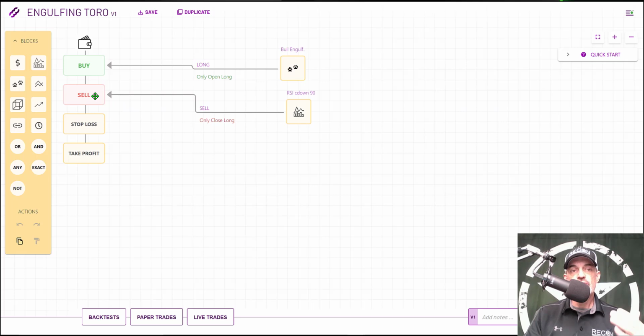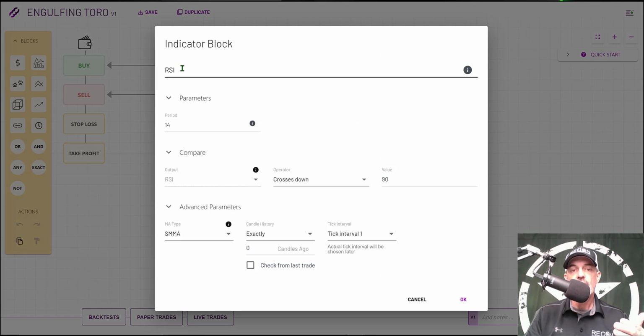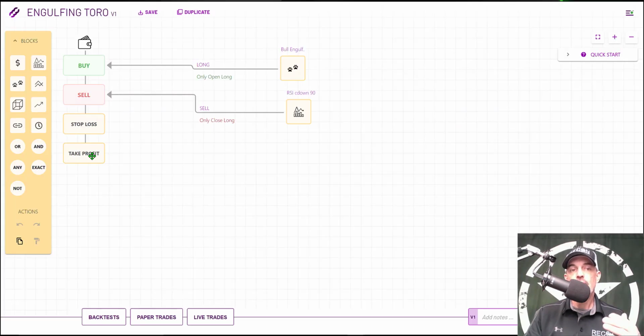And then as far as the sell side, I have set up the RSI indicator block. And that indicator block, you just populate with an indicator like RSI. And in this case, I have it set up to sell when the RSI overbought level of 90 crosses down through that 90 level. And I set that up pretty high in order to actually let my stop loss and take profit really execute the close of positions.